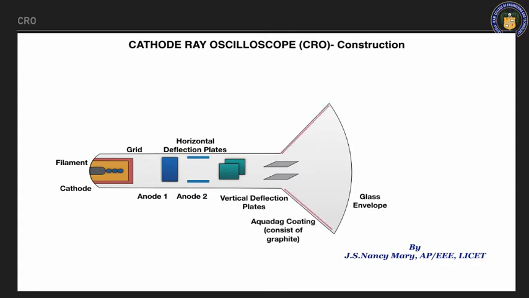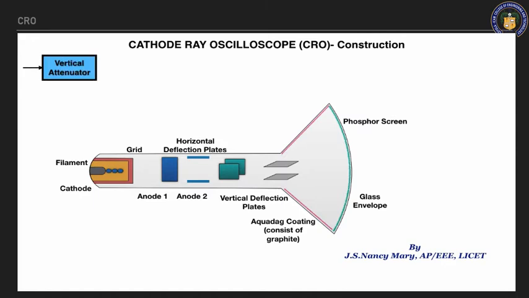Then you will have an aquadag coating which will trap your escaping electrons back to the grid. And then you will have the screen which is coated with phosphor. Actually, according to the type of the screen, you will have the CRT for various purposes. Okay. So after this, we are going to see the signal which is given to the CRT.